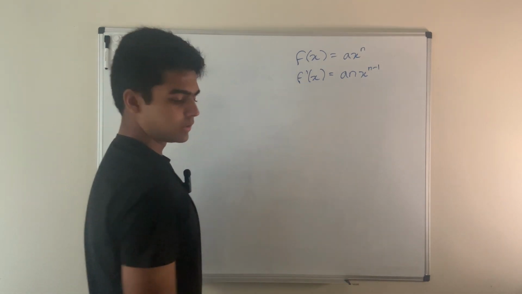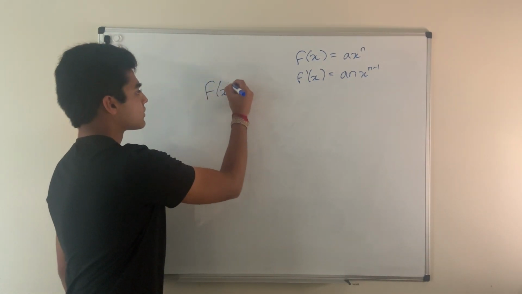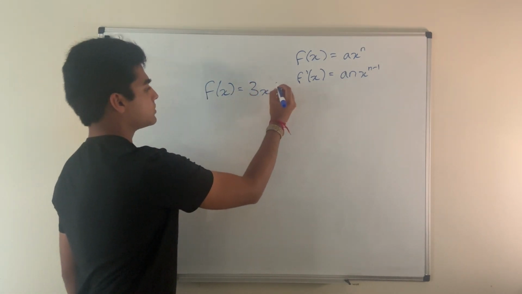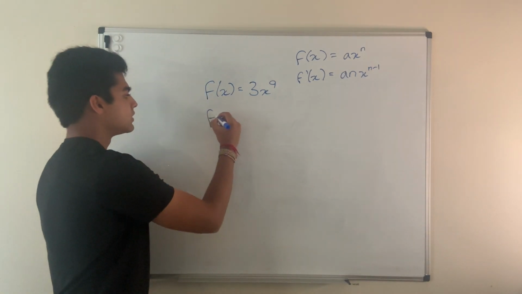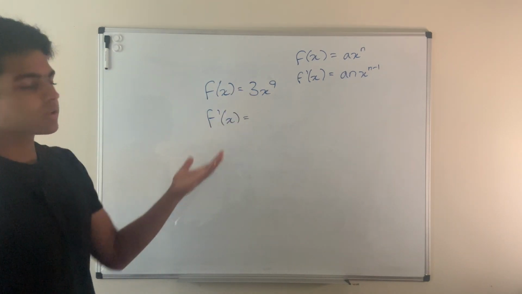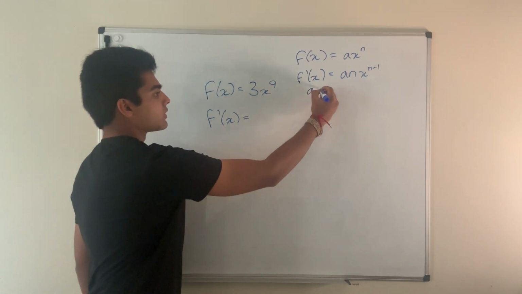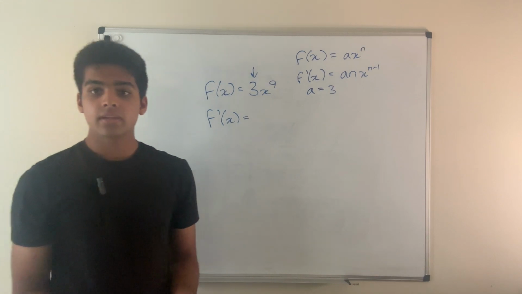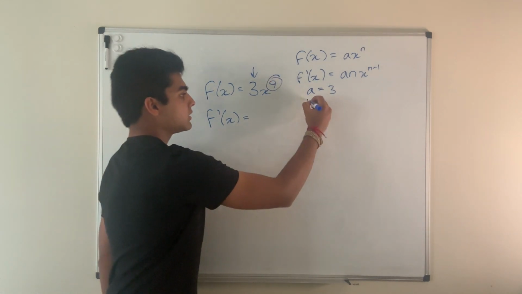So we'll do f of x equals, we'll say 3x to the 9th, right? So in this case, what would f prime of x be? So what is our a in this case? Our a in this case would be 3, right? Because that's the coefficient right here. And then our n would be 9, because that's what's in the exponent. So our n equals 9.